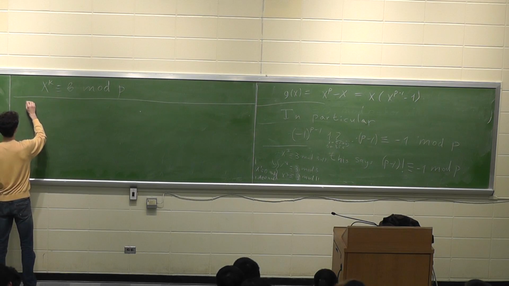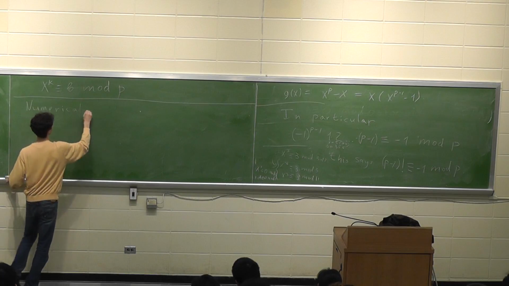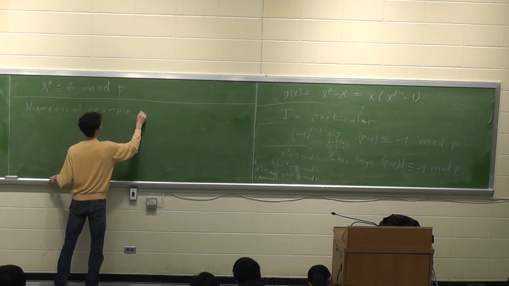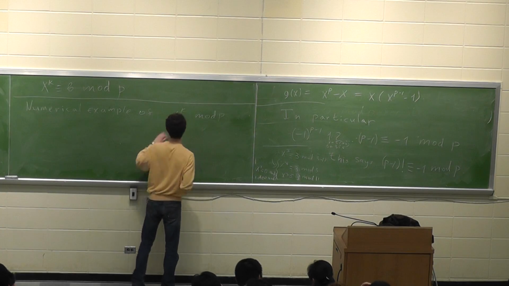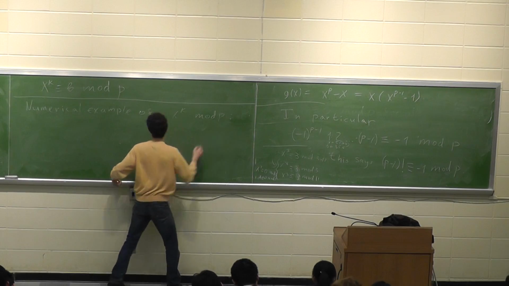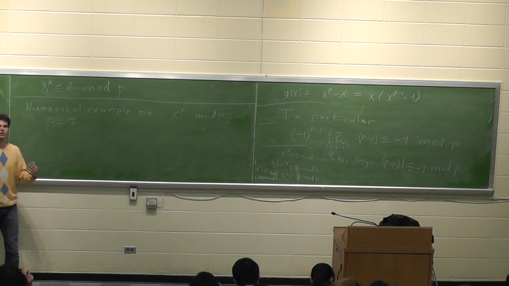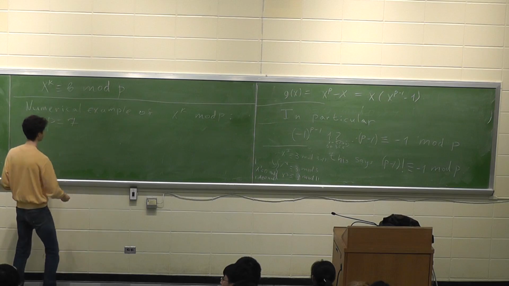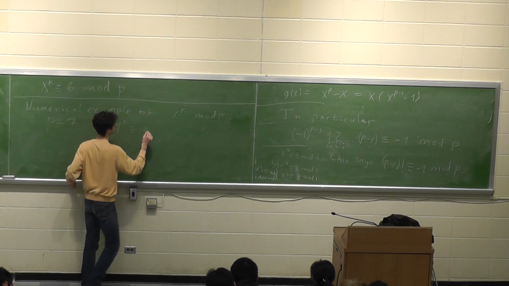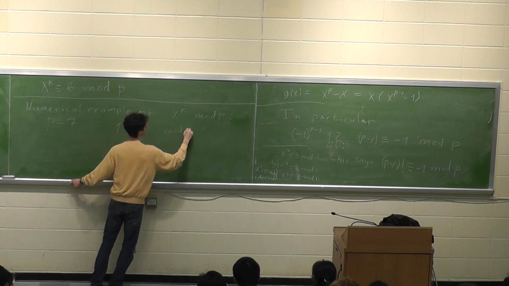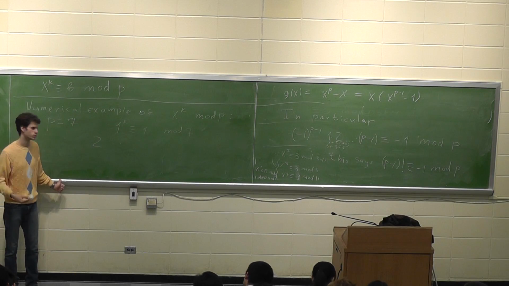So, a numerical example: x to the power k modulo p for different x and different k. Let me take p equal to 7 and see what happens if I take a number and keep raising it to different powers. Well, 1 to any power is always congruent to 1 modulo 7.